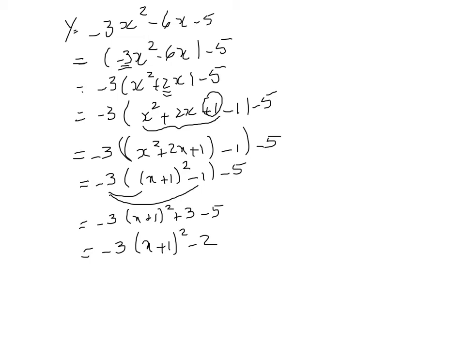And this is our vertex form, with the coordinates of the vertex being negative 1 and negative 2, and the a, which is the leading coefficient, equal to negative 3. And since it's negative, our parabola is going to open downward.